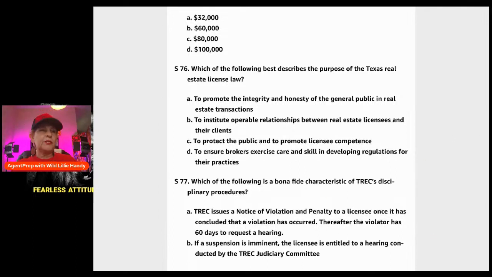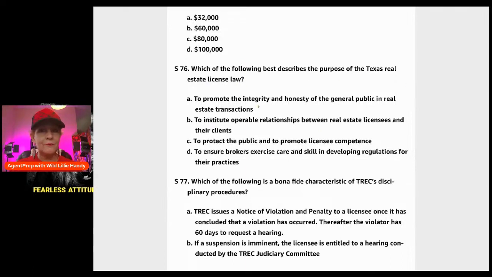Okay, we're on question 76. Which of the following best describes the purpose of the Texas real estate license law? A, to promote the integrity and honesty of the general public in real estate transactions. B, to institute operable relationships between real estate licensees and their clients. C, to protect the public and to promote licensee competence. Or D, to ensure brokers exercise care and skill in developing regulations for their practices. So best describes the Texas real estate law.